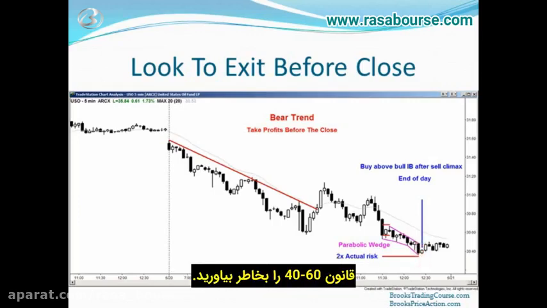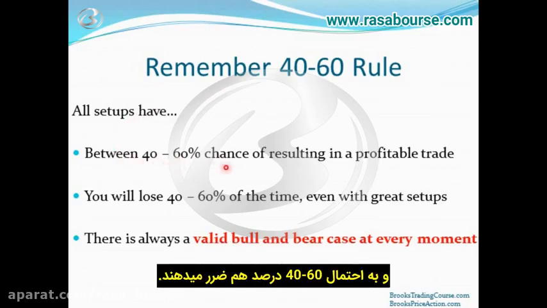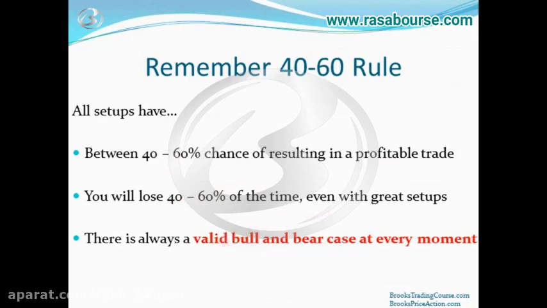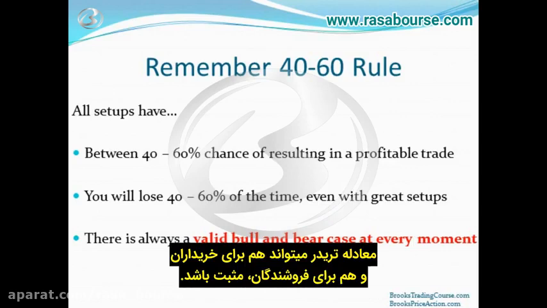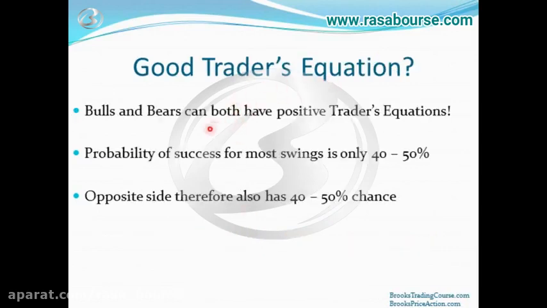Remember the 40-60 rule or 60-40 rule. All setups have between a 40 and 60% chance of resulting in a profitable trade, and a 40 to 60% chance of losing, even with great setups. And there's always a valid bull and bear argument at any moment. Good trader's equation. Both the bulls and the bears can have positive trader's equations, right?